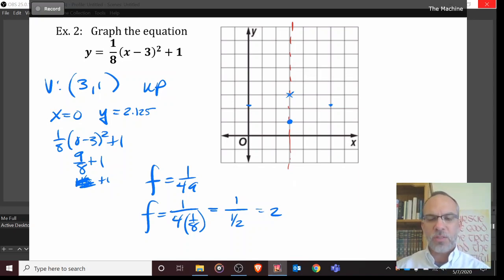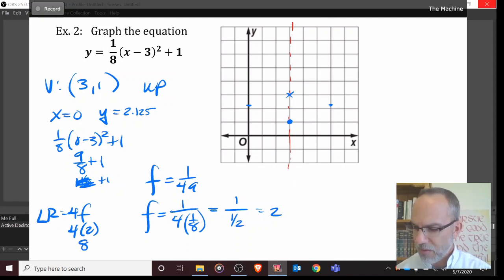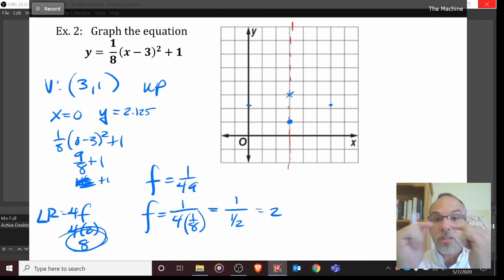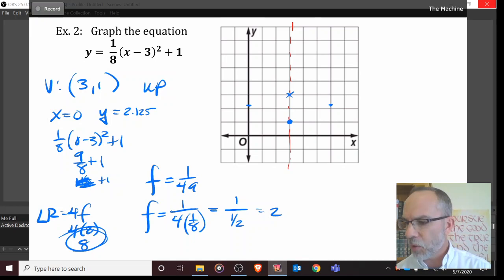But how long is the latus rectum? Well, the latus rectum is what? What did we say it was earlier? Latus rectum is equal to 4 times f. So 4 times 2 is going to be 8. Now that's the entire distance between the parabola on the right and the parabola on the left that goes through the focus. So I'm going to split the focus in the middle, and I'm going to go to the right. 1, 2, 3, 4. That point there has to be on the parabola, right? It's got to be 4 units.